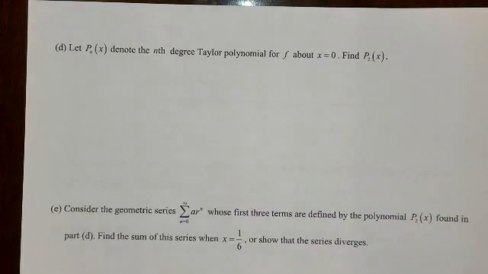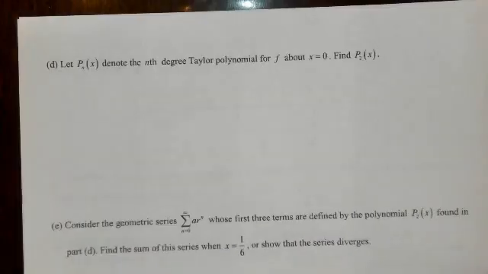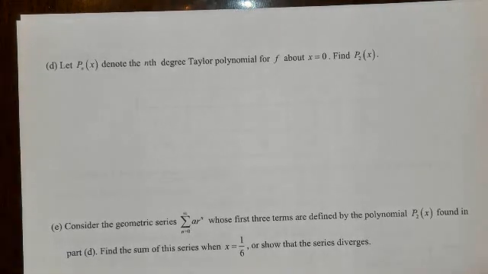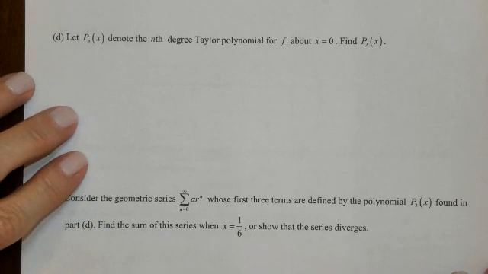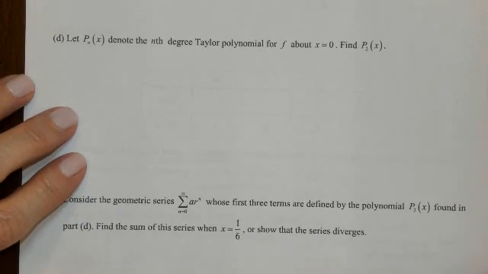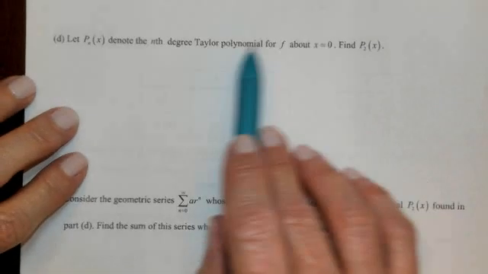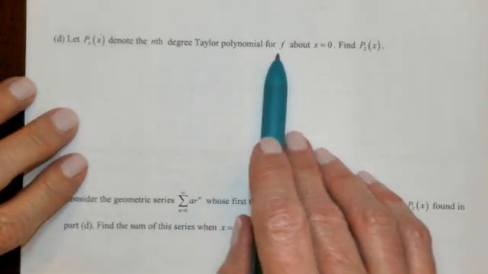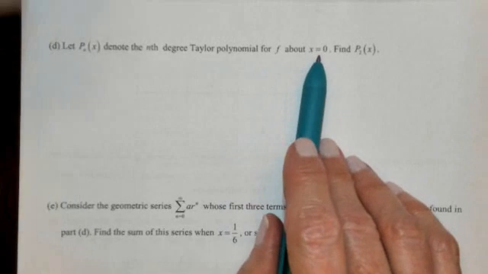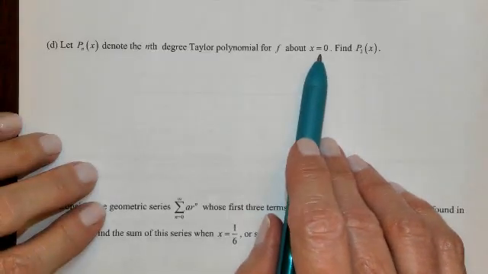part D. It says let P sub n of x denote the nth degree Taylor polynomial for f about x equals 0. Find P sub 2 of x. So we want to find the second degree Taylor polynomial for f about x equals 0. It's a little bit, let me focus that a little bit.